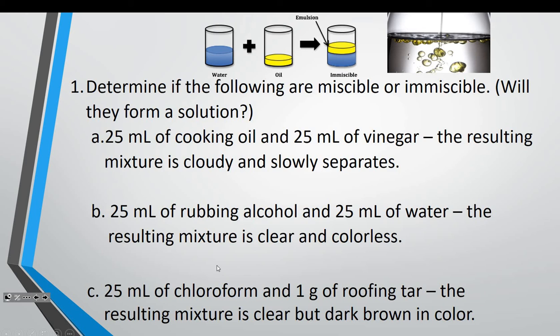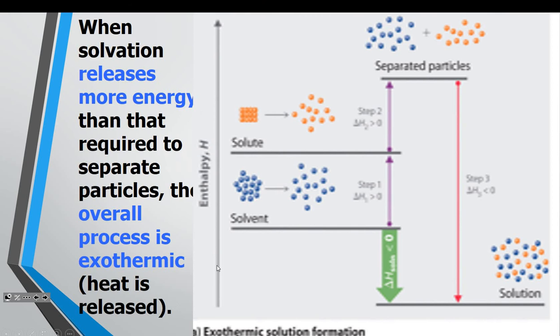25 milliliters of chloroform and 1 gram of roofing tar. The resulting mixture is clear but dark brown in color. Miscible. It's miscible. So that's like the milk and the water. If you did the thing back in the back, that was miscible. It mixed. It didn't leave anything solid out at the end. It didn't separate. Okay? So you got to be careful with that. All right, let's go forward.